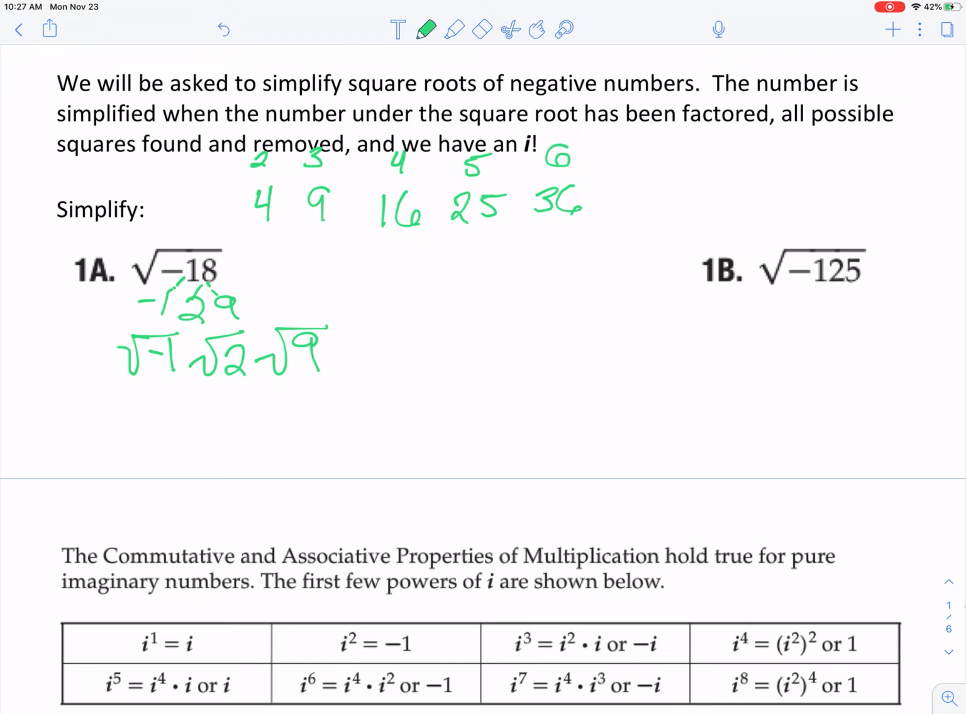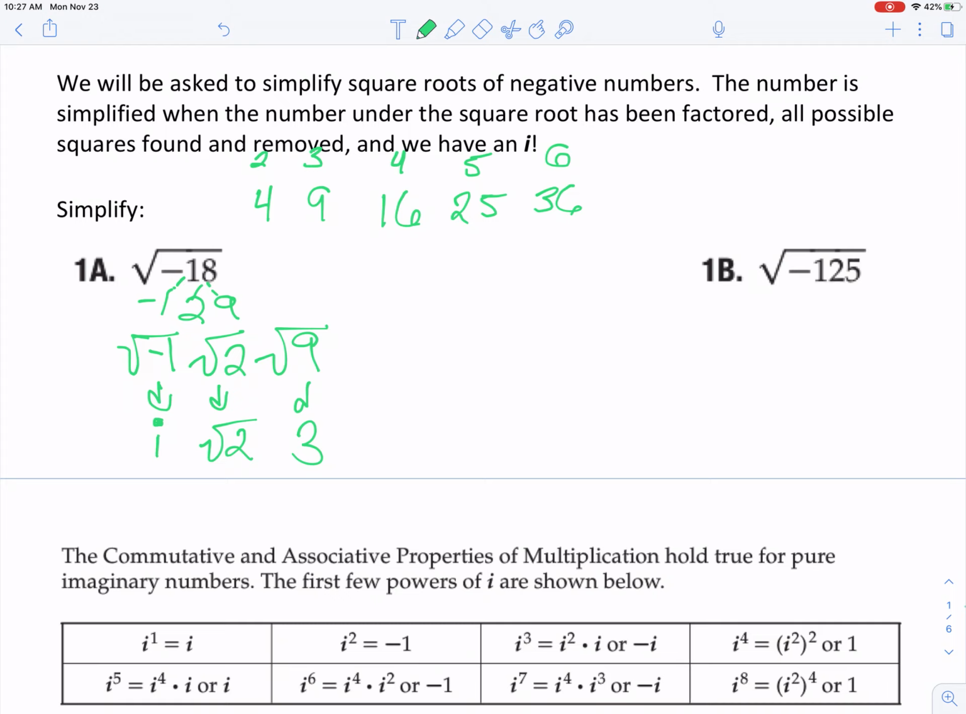The square root of -1, I want you to write as i. Now the square root of 2, here's the key, no decimals. So the square root of 2, if you can't get a nice happy square root of that, just leave it as the square root of 2. But the difference is this 9, the square root of 9 is a nice happy 3. Square root of 9 is 3, so it's not the square root of 3, it's just 3 because the square root of 9 is 3.